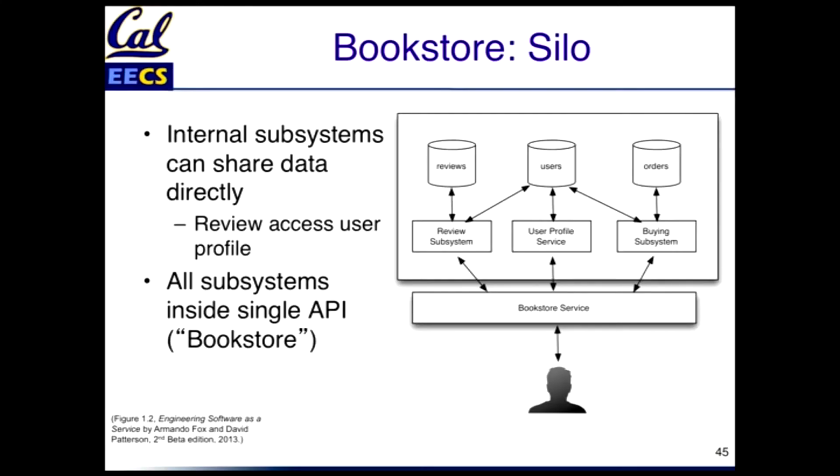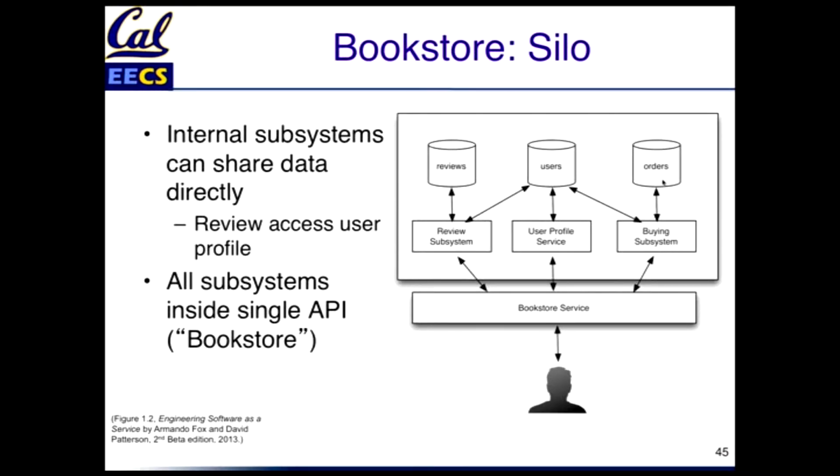So to make this clearer, let's give an example. Suppose we're going to do a bookstore, and we'll show its siloed and service-oriented architecture version. So in this particular example, we have 3 databases: reviews, users, and orders. And so then we have these different services. The review subsystem has to talk to reviews and users. The user profile is just with users. And the buying subsystem is with orders and users.